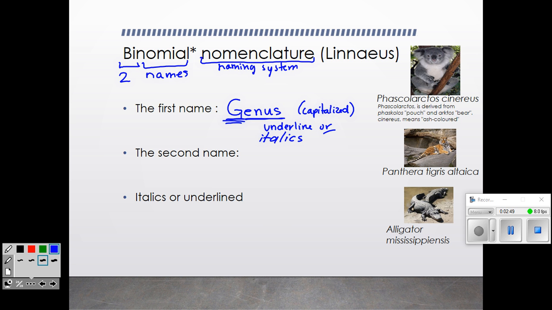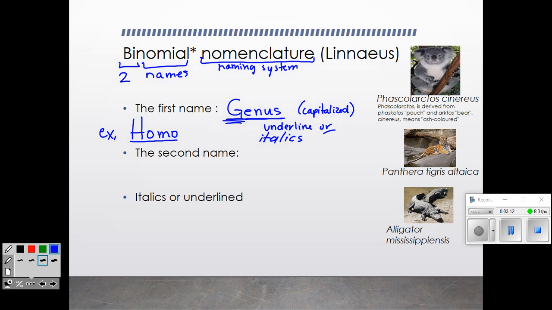So if we take humans as an example, does anyone know the first word of our scientific name for our species? I heard someone say it. Someone said it out loud. So the first word of our scientific name is Homo.